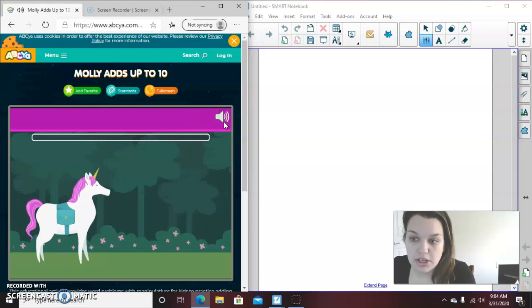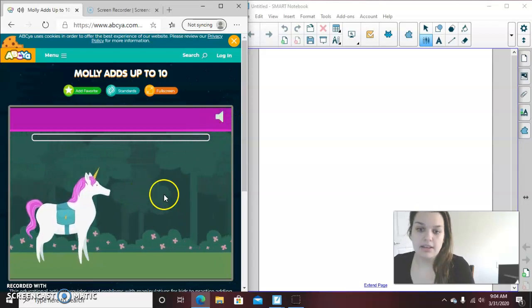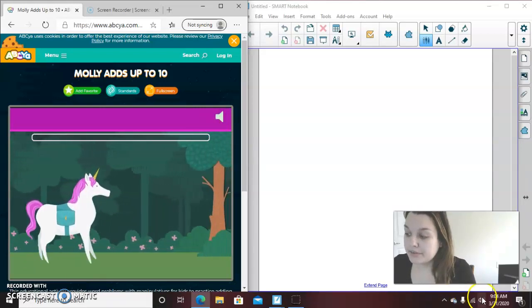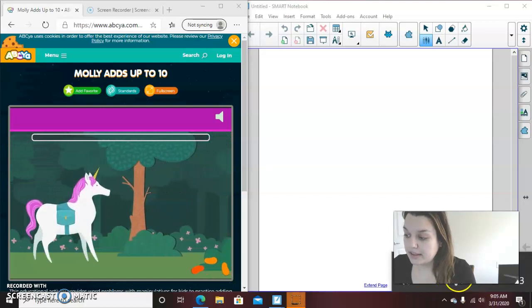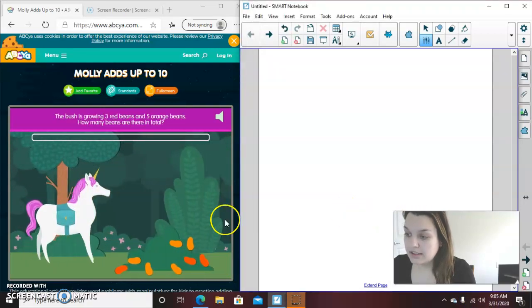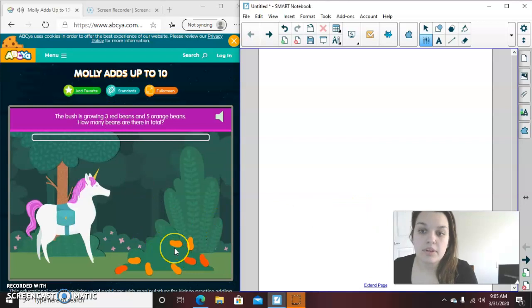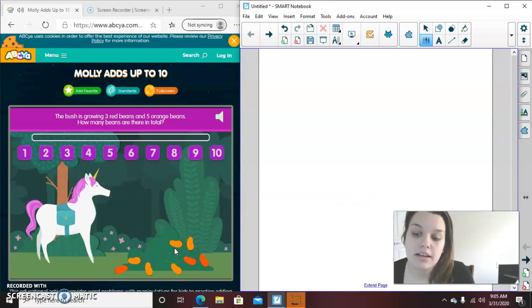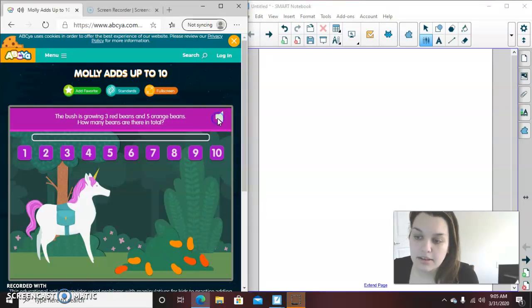Okay, we're going to turn off the music, but we are going to listen for the person to read the story. The bush is growing 3 red beans and 5 orange beans. How many beans are there in total? Okay, so it says the bush is growing 3 red beans and 5 orange beans. How many are there in total?